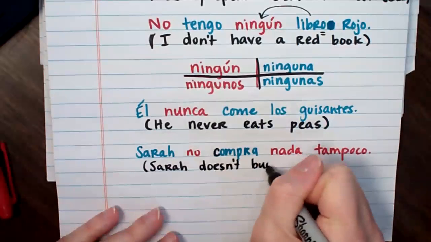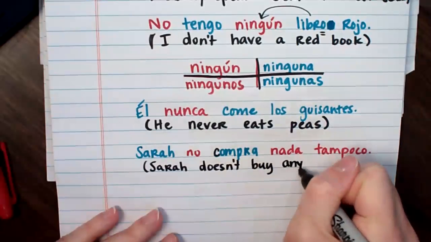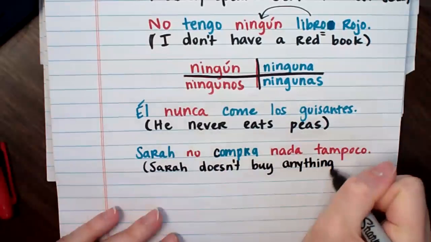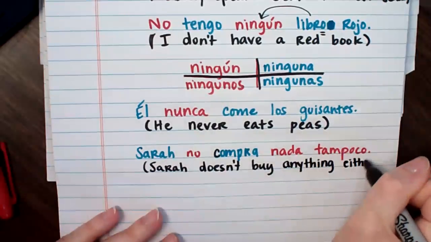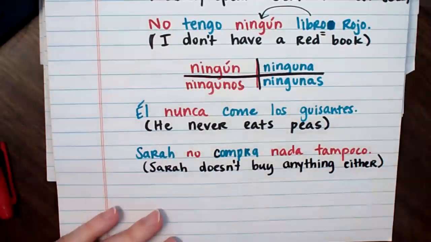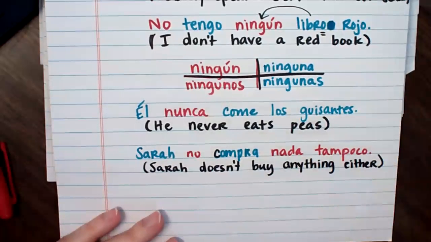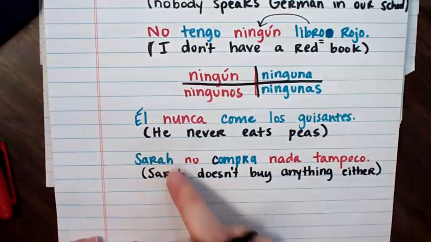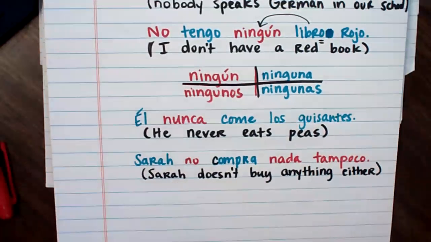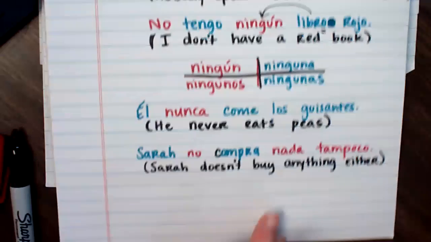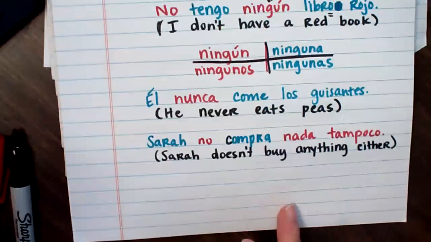So Sarah doesn't buy anything either. So the meaning of these sentences are the same, even though word for word, the translation doesn't match. They have the same overall meaning. And then our last example, to get one example with each of these words.